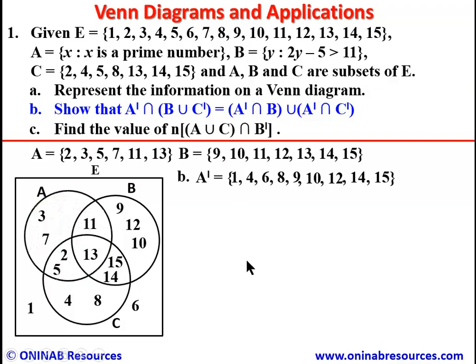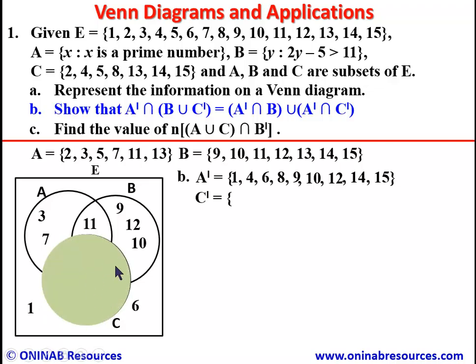This is A prime. Then we go for C prime. C prime also, it is all those elements outside the circle of C. So we close the C. Whatever we see outside now constitutes the element of C prime. So we have 1, 3, 6, 7, 9, 10, 11, and 12. So this is C prime.